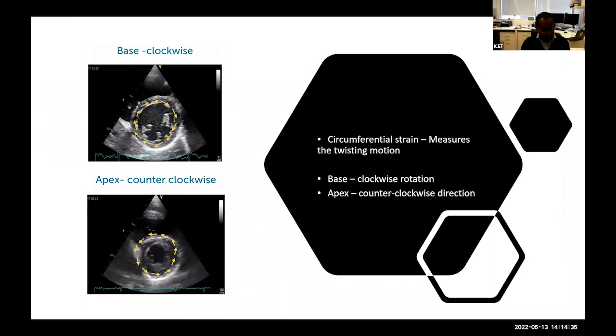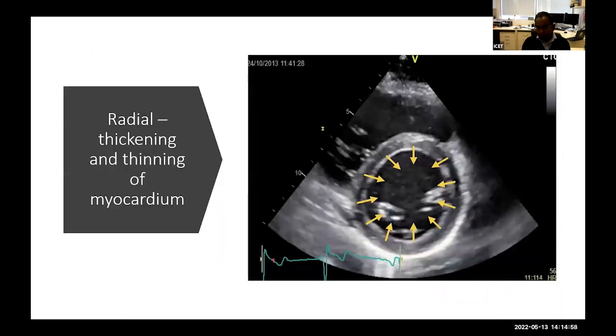So when we look at circumferential strain, I alluded to this before, it measures the twisting motion of the LV cavity. And remember that the base and the apex twist in opposite directions. That's the way the heart essentially contracts, and that's why it's a twisting motion. When we look at radial strain, we're looking at the thickening and thinning of the actual muscle.